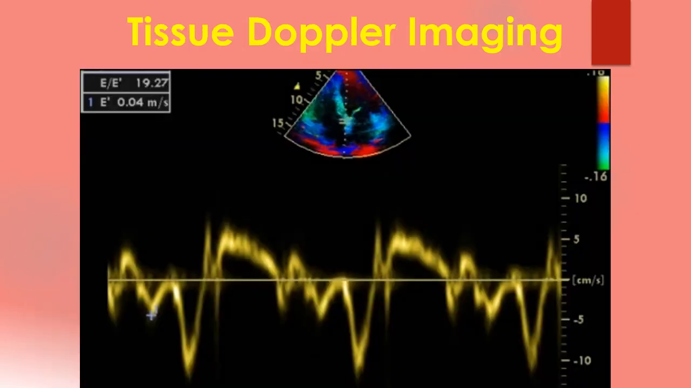While conventional Doppler images the velocity of blood, same principle applied to the myocardium is known as tissue Doppler imaging. Tissue Doppler information overlaid on two-dimensional image is known as color kinesis, which can be seen in the inset at the top of this image. Tracing in the lower part is tissue Doppler imaging from the medial mitral annulus.